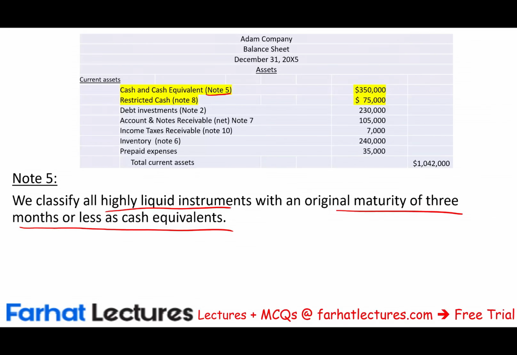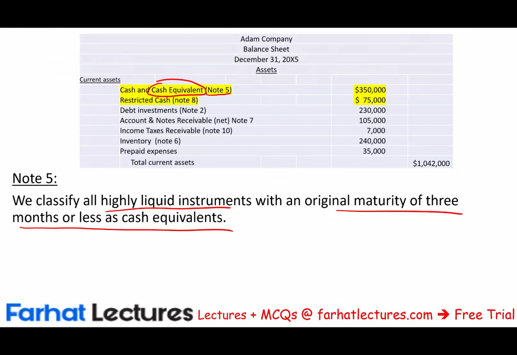Here we have to define what cash equivalent means. Cash equivalent is a financial instrument that's highly liquid. Highly liquid means it can be converted to cash quickly, and its original maturity date is 3 months or less. Usually those are US Treasury bonds or commercial paper. We'll talk about those later on.